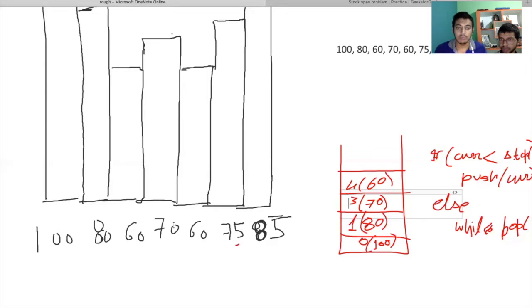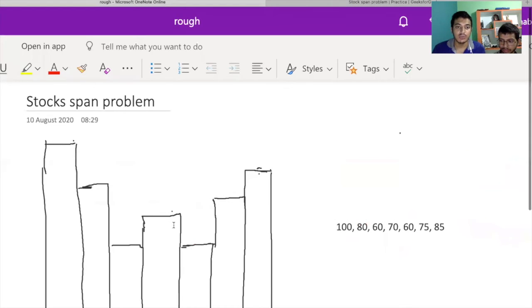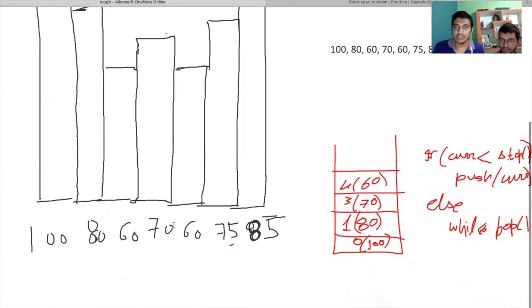Now it's a very good thing to observe here that 75 is greater than the top of the stack, 75 is greater than 60. So we now start to pop elements out of the stack. We see 60 is less than 75, that is, the top of the stack is less than 75, so we pop 60 out of the stack. Again 70 is less than 75, so we pop 70 also out of the stack. Now 80, no, 80 is not less than 75, so we stop here.